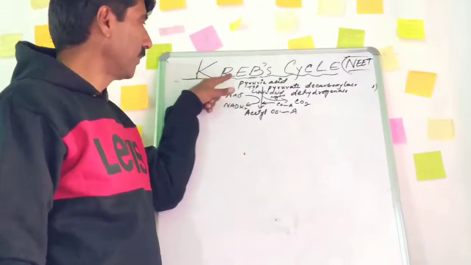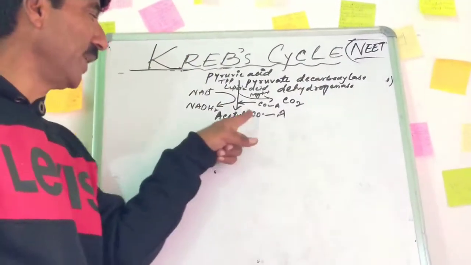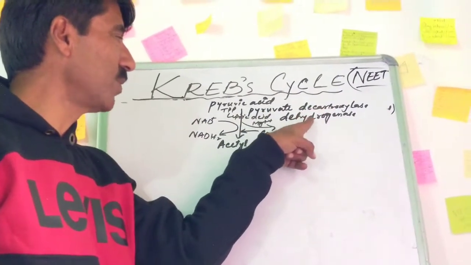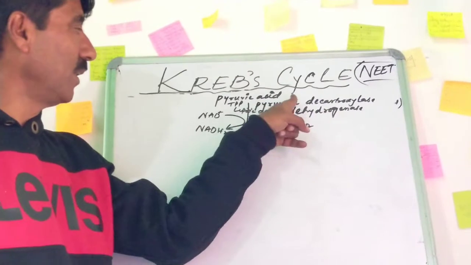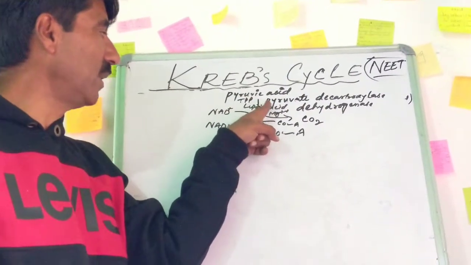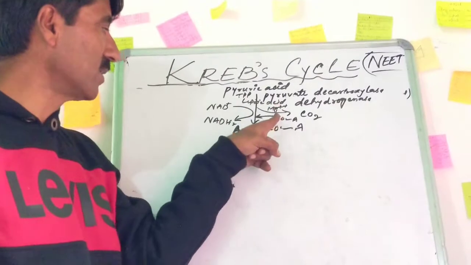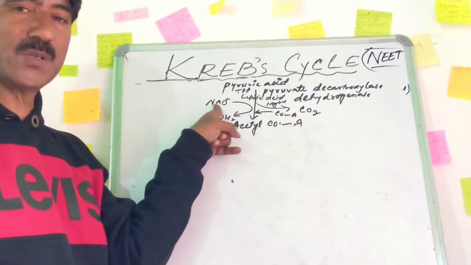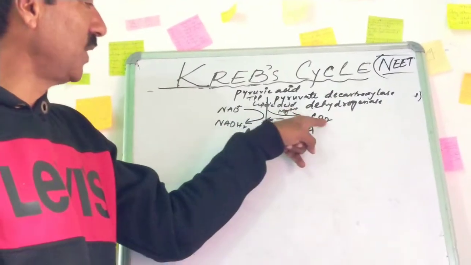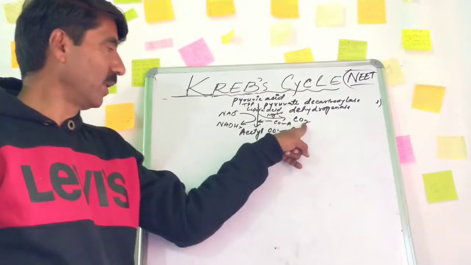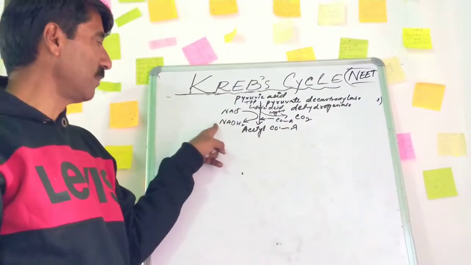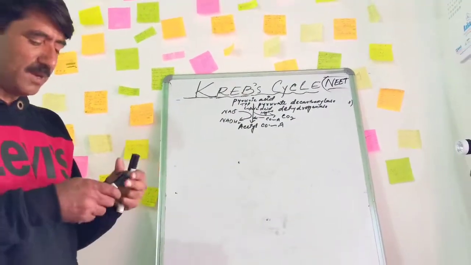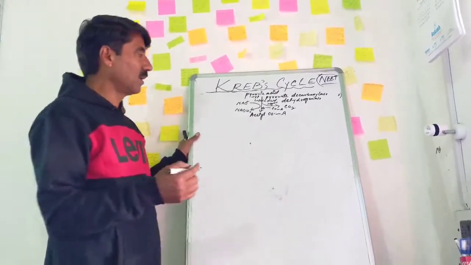Now we know that pyruvic acid gets converted into acetyl coenzyme A in presence of the pyruvate decarboxylase dehydrogenase enzyme complex. It needs TPP, thiamine pyrophosphate, lipoic acid, magnesium divalent ions, coenzyme A, and the oxidized form of NAD, that is NAD positive. Here there is decarboxylation, that is carbon dioxide is evolved, and there is formation of reduced coenzyme NADH2. Now this acetyl coenzyme A is the entrant and it enters the Krebs cycle.